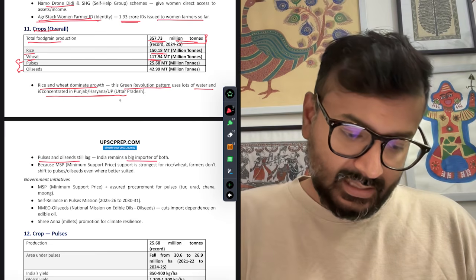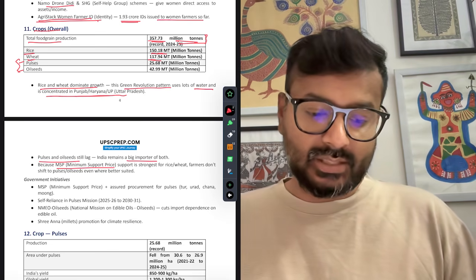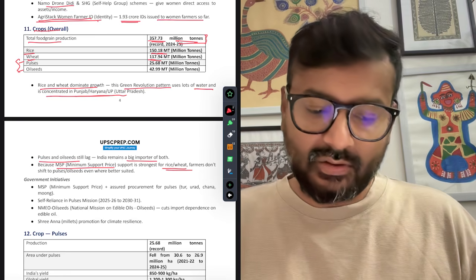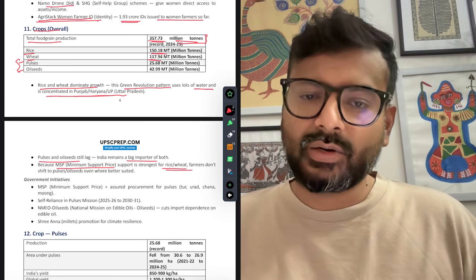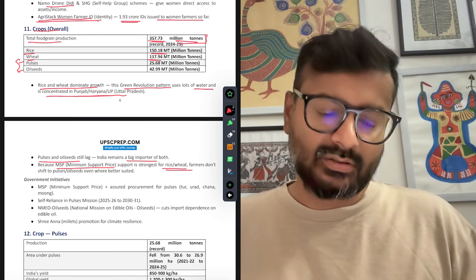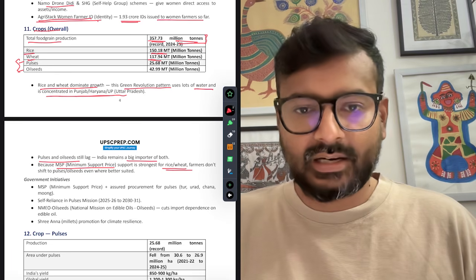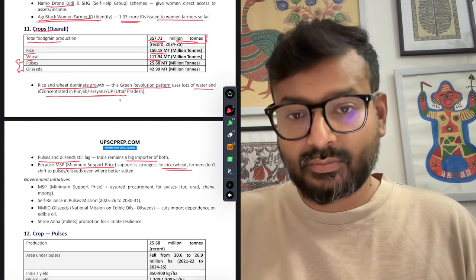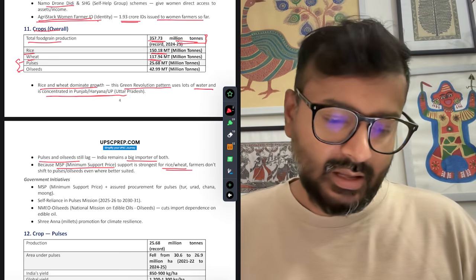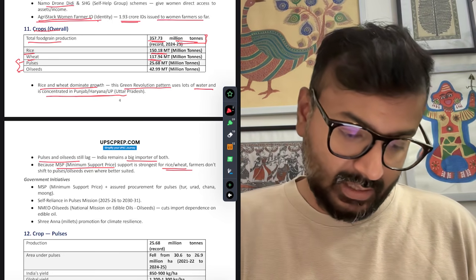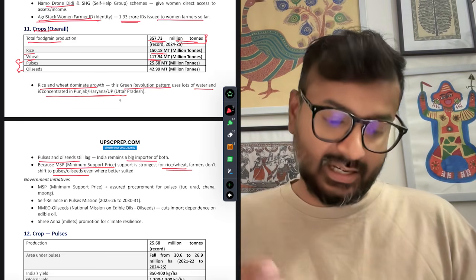Now, why is this? A major reason is the MSP, minimum support price, and it is strongest for rice and wheat. For rice and wheat, farmers have an assurance that the government is going to buy these at minimum support price. So they do not shift to other crops, which may be more geographically or agronomically prudent to grow, because they're not assured of procurement. So that is why they are not shifting to pulses and oil seeds.